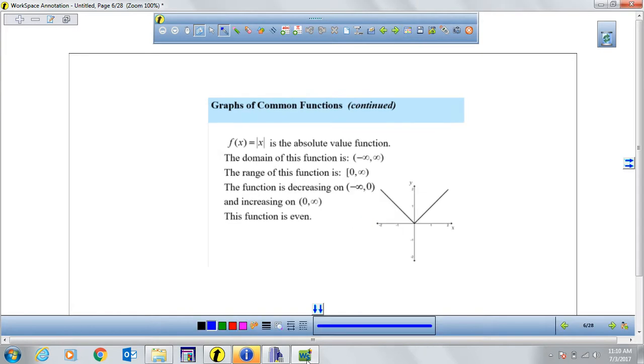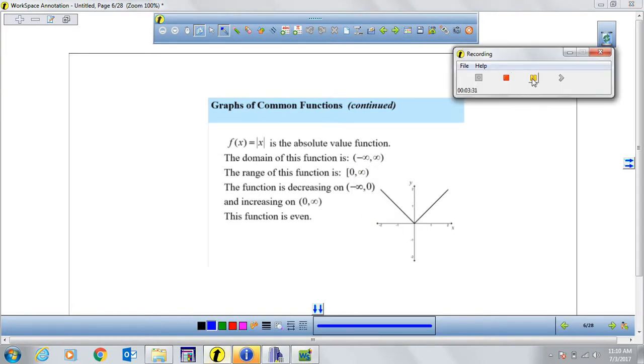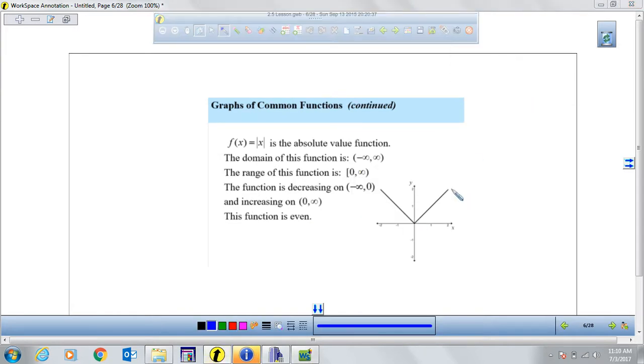Next one. The next function that we have is f of x equals the absolute value of x. That one is going to have the shape of a V. We talked about that one too. Now, the domain of this function is negative infinity to positive infinity, because this graph keeps on going both to the left and to the right, meaning that any negative value of x can be found on the graph, and any positive value of x can be found on the graph. So it's from negative infinity to infinity.